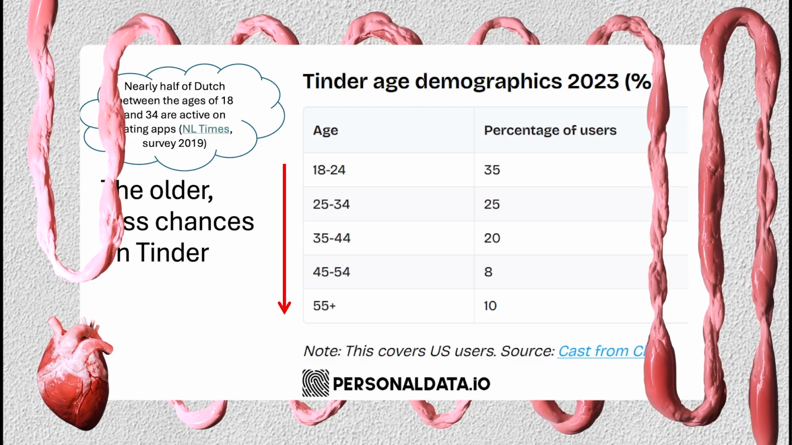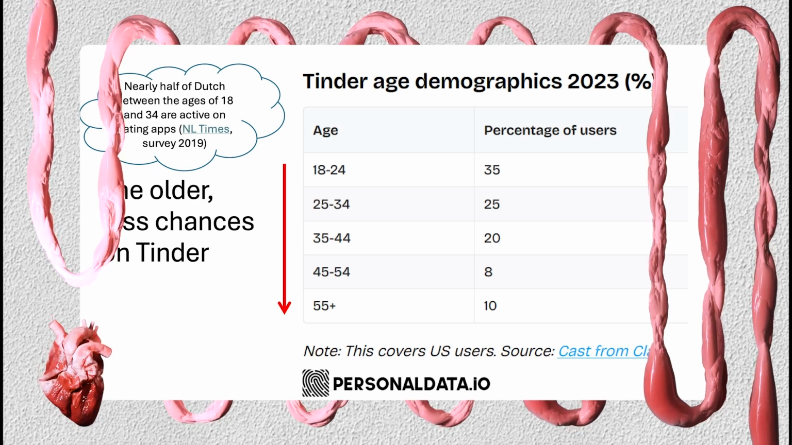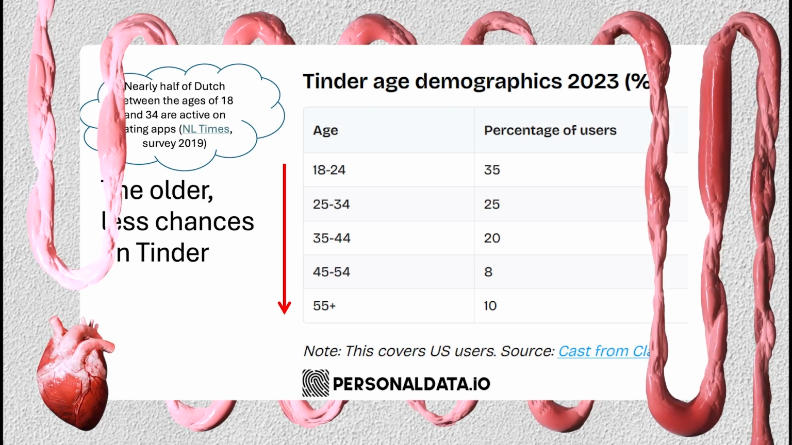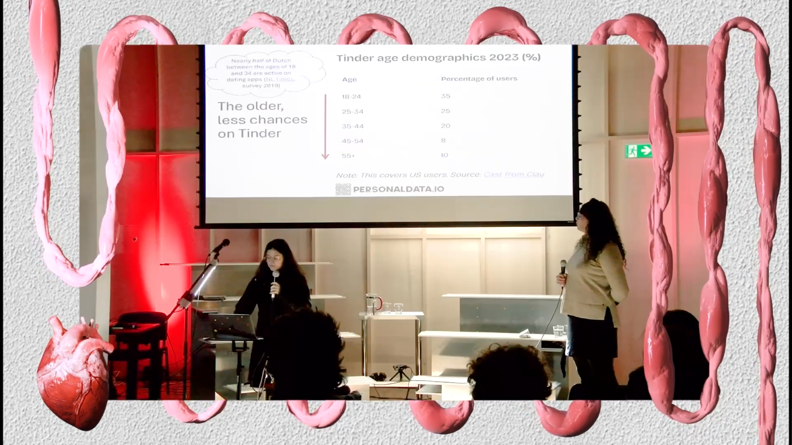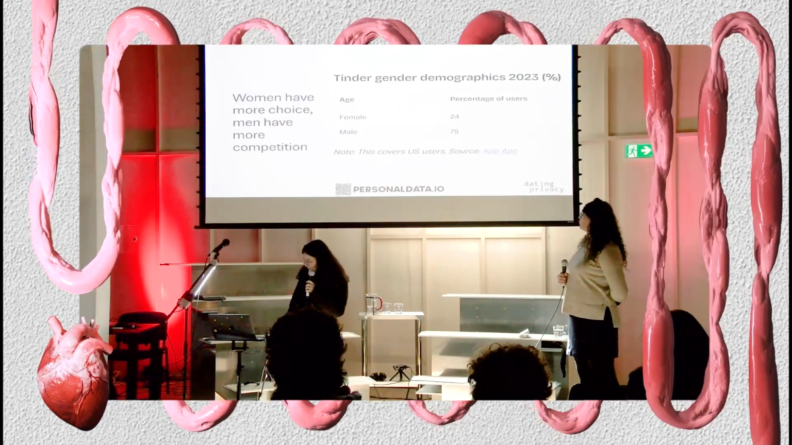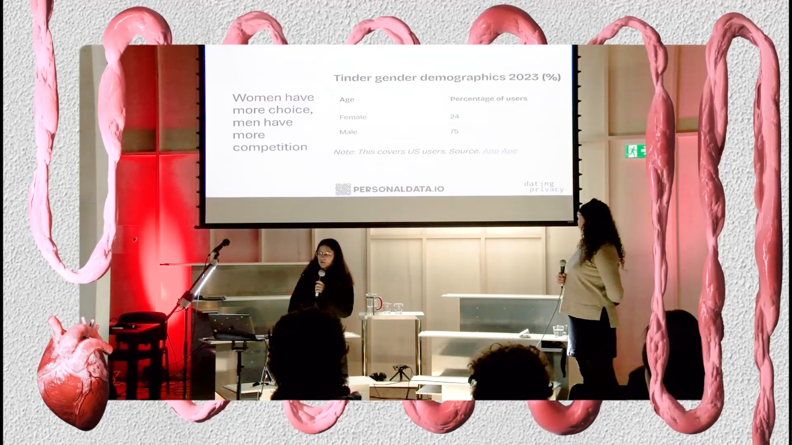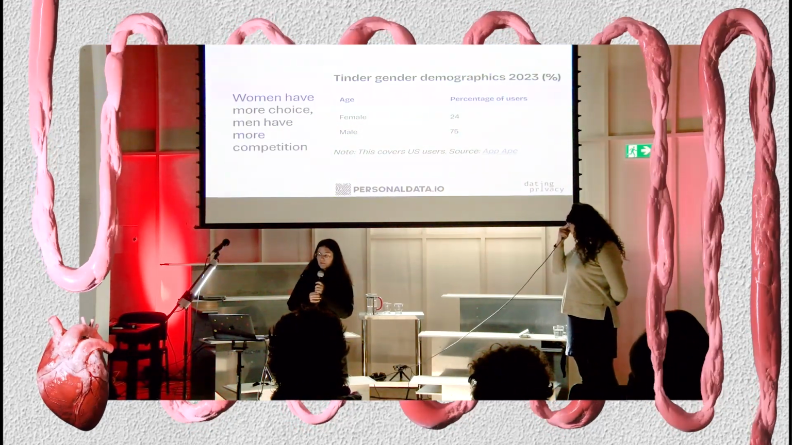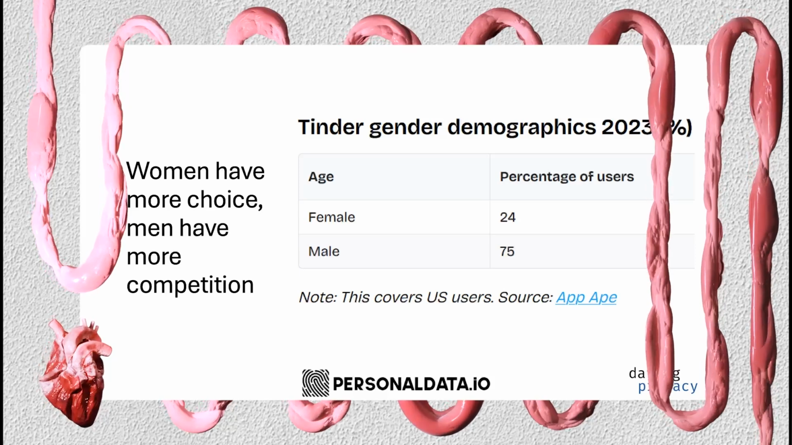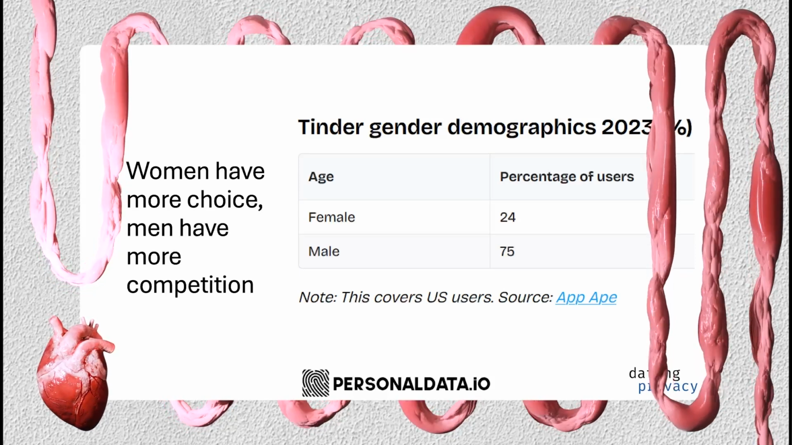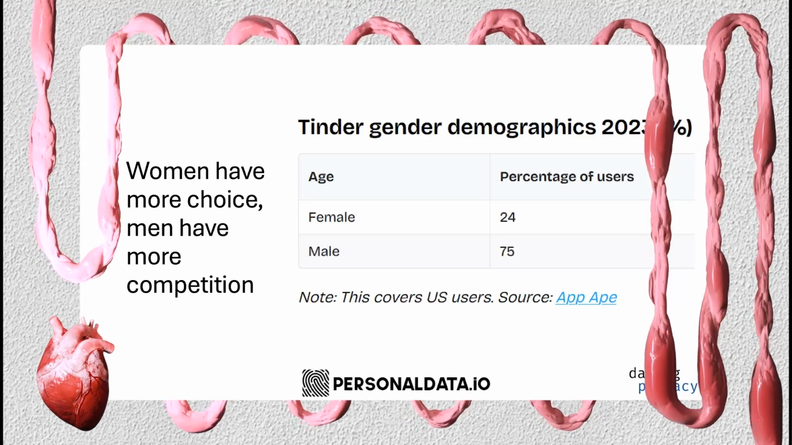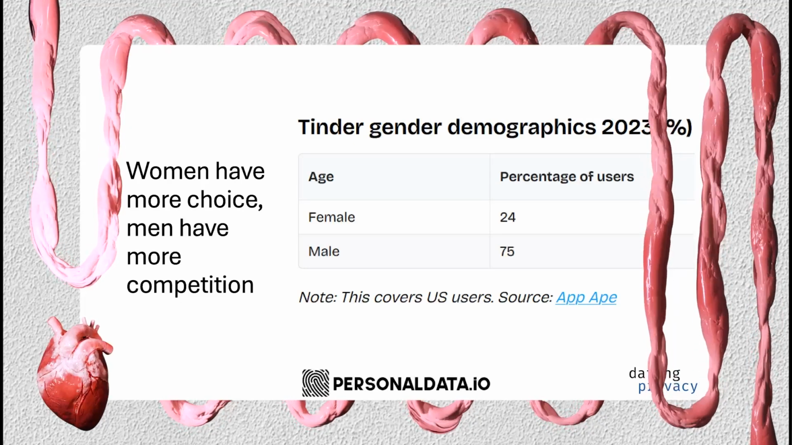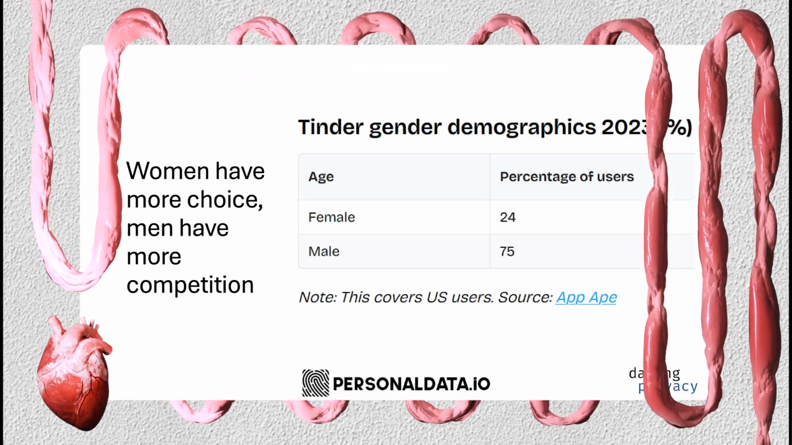One article survey from 2019 said it's actually the same for the Dutch. Nearly half of Dutch people between 18 and 35 are active on dating apps. Another general statistic about the demographics is that mainly males are active on this app, so we find more men than women. Women have more choice. It's all relative, of course, but it also means men have more competition among them.